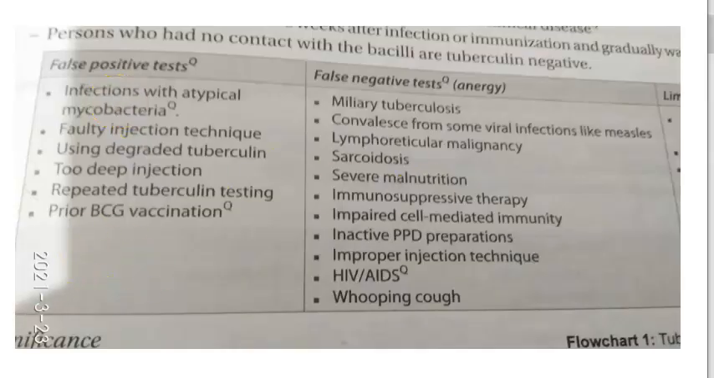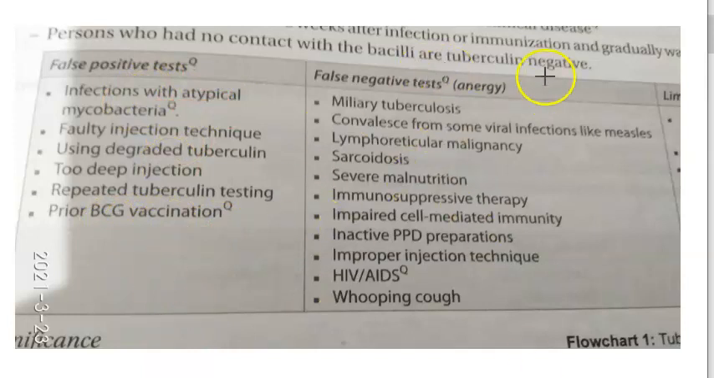Why will there be false positive? This you already saw. Prior BCG vaccination is there. That means this person is reacting, right? He's reacting more than 10 millimeter induration diameter. So he has some infection with some other atypical mycobacteria, or you gave the injection incorrectly, or the tuberculin you gave is degraded, or you have injected too deeply, or you have done repeated tuberculin testing, okay? All those can give you positive. Mainly, you remember BCG vaccination, infection with some atypical mycobacteria, deep injection, etc.